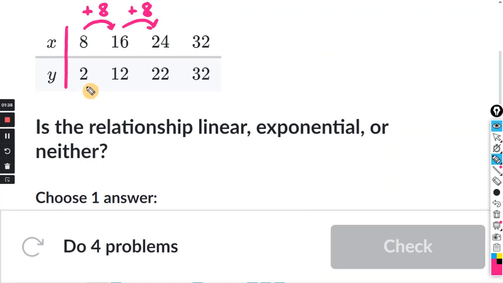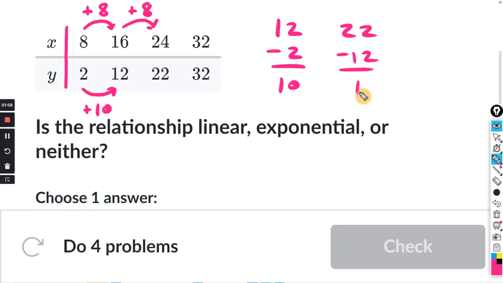So let's see, how did we get from 2 to 12? Well, if we did 12 minus 2, that's just positive 10. So to go from 2 to 12, that's a positive 10. And how about from 12 to 22? Well, if we did 22 minus 12, again, that's just positive 10. Really, you only have to do it twice to make sure. But if you want to see the third one, how do we go from 22 to 32? Again, that's just positive 10.